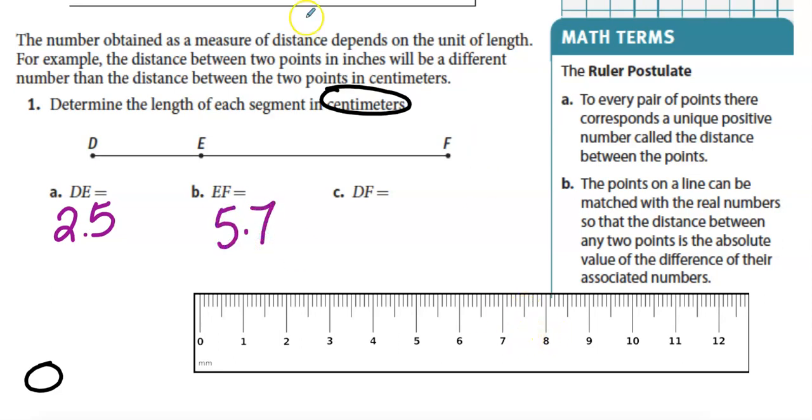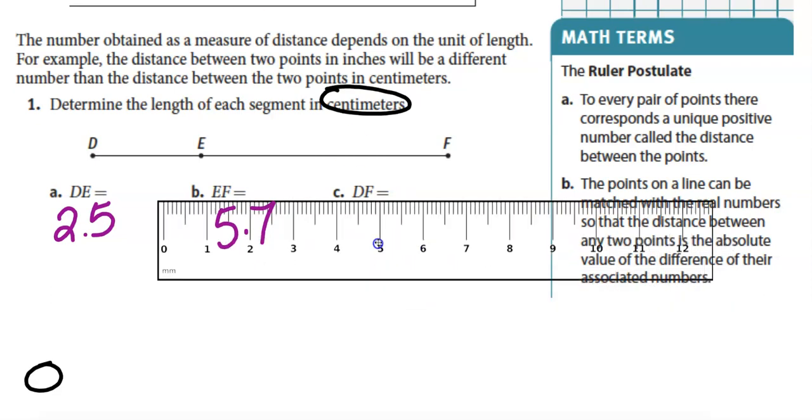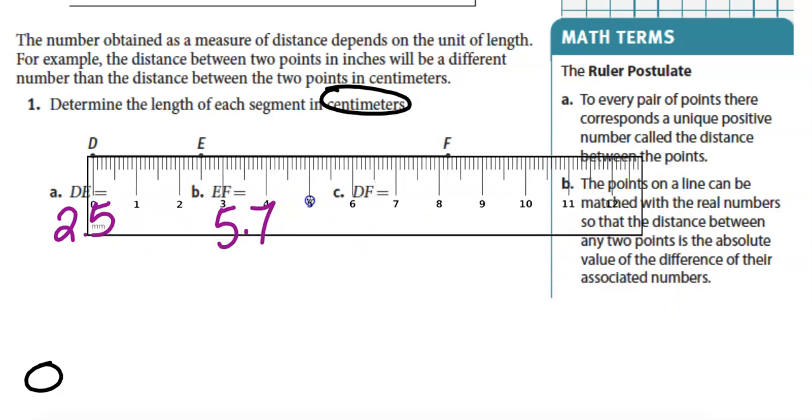And then last but not least, the whole line, DF. So this goes to 8.2.